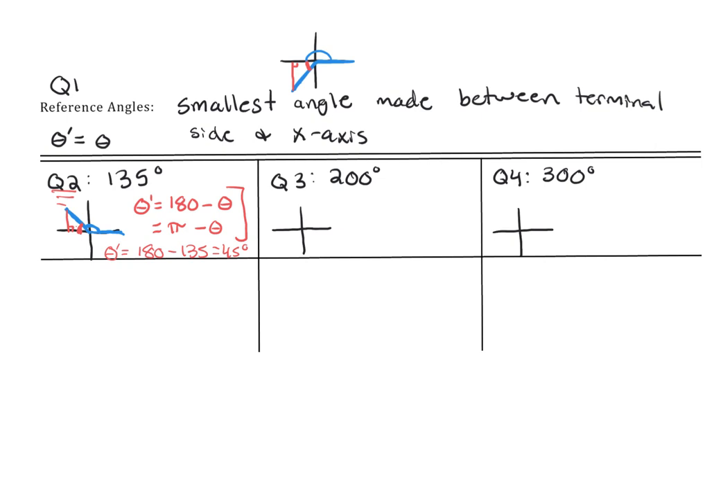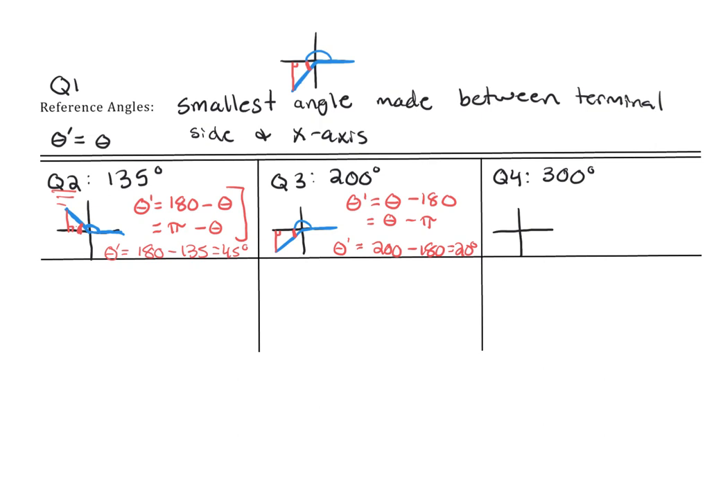Okay, so now 200 degrees. Let's go here. So you take that terminal side and connect to the x-axis at a right angle. This is our reference angle right there. So if you're in quadrant 3, to find the reference angle, this time we go the other way. So we have our angle minus 180. Or if you're doing radians, it's our angle minus pi. So in this case, our reference angle is 200 minus 180, which is 20 degrees.